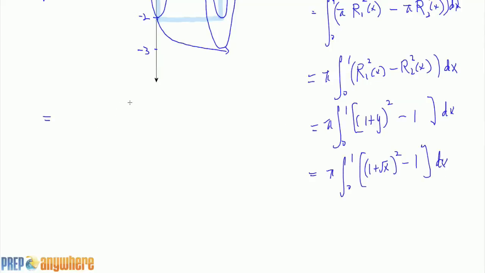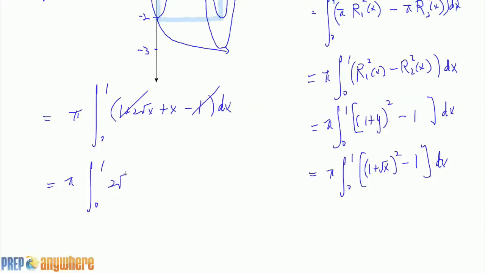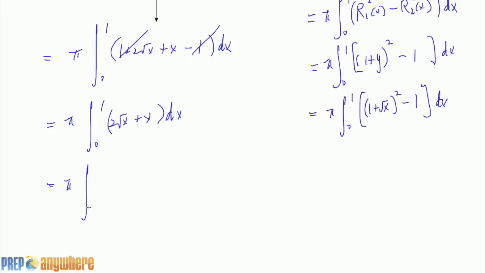Okay, we're ready now to find the volume. So integration from 0 to 1, 1 plus 2 root of x plus x minus 1. That cancels out, right? So you get 2 root of x plus x. So 0 to 1. If you integrate that, we're going to get 2 times 2 over 3 x to the power of 3 over 2, and we're going to get half of x squared. We need to plug in 1 and 0.